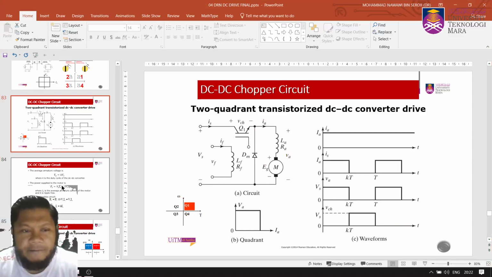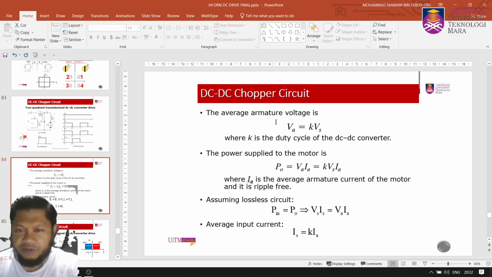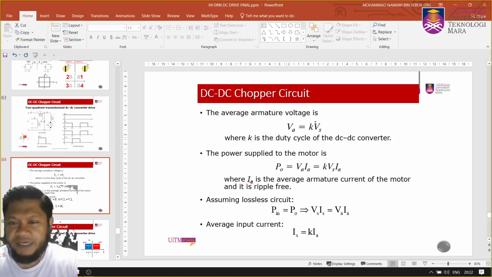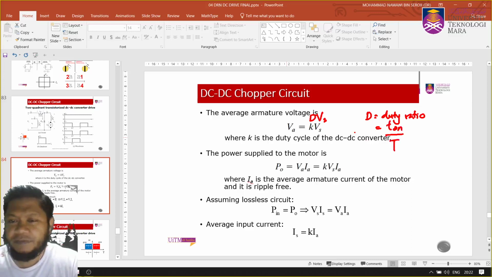And this is an equation, I think a familiar equation for the buck converter. Output voltage VA equals K multiplied by Vs, or sometimes we use D, then Vs. D is the duty ratio, or in terms of time you have T on time divided by the period T. So that gives you D or K.